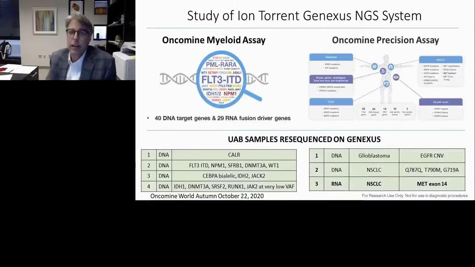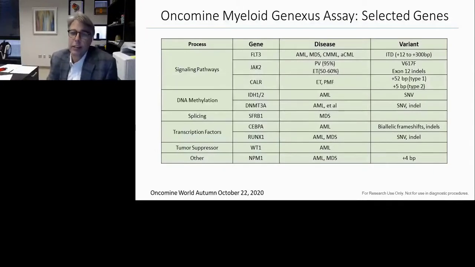During our evaluation of the Ion Torrent Genexus system, we looked at 2 of the assays that are available: the Oncomine Myeloid Assay, which targets 40 DNA targets and 29 RNA fusion genes, and the Oncomine Precision Assay. We found some of our old reference samples we had previously sequenced. We found 4 specimens we wanted to resequence that were DNA derived from blood, and 3 samples derived from FFPE that we were going to run on the Oncomine Precision Assay. So we'll talk about the myeloid Genexus assay first.